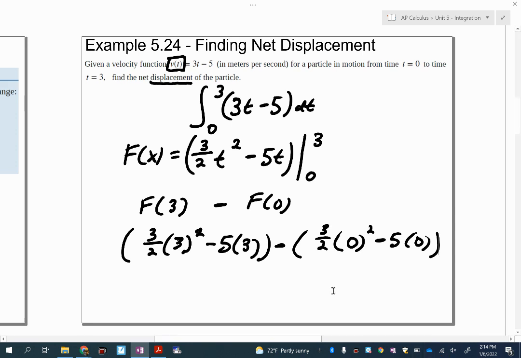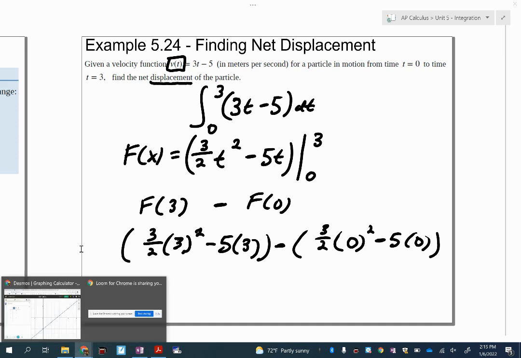All right. Now, you can plug in all of this. You'll get the right answer. But I know that 0 squared is 0. 0 times 3 halves is 0. 5 times 0 is 0. All that is 0. So really, I just care about plugging in 3 to this function.